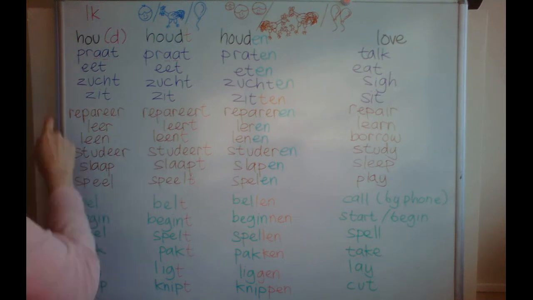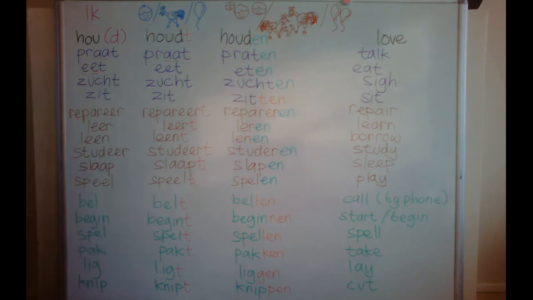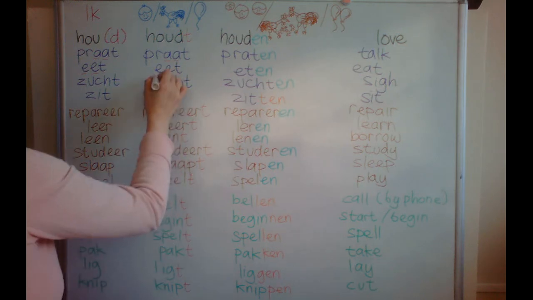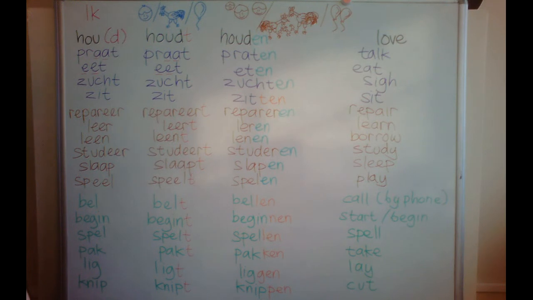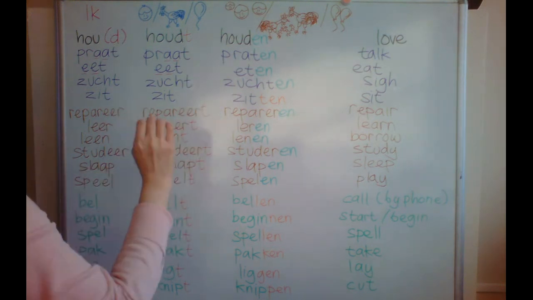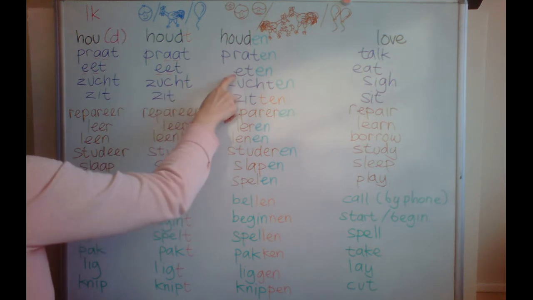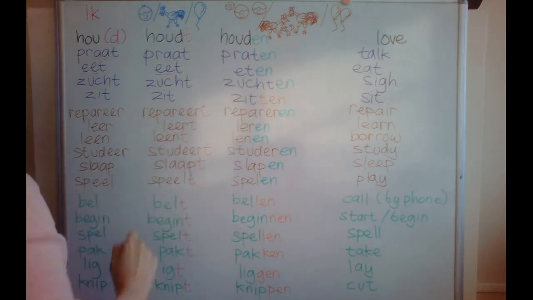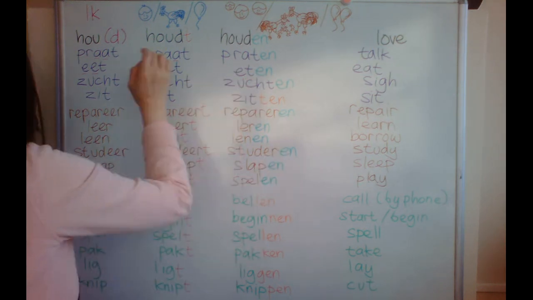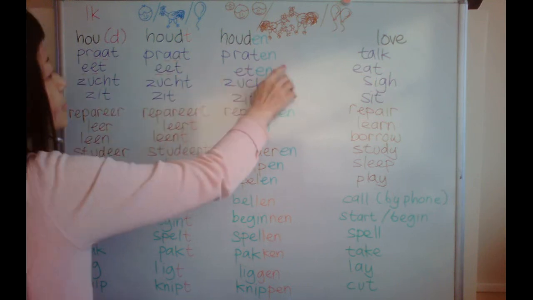And with this case, also two vowels for ik, and also two vowels here for subject that consists of one, and for subject that consists of more than one, one of the vowels disappears, it becomes only one, and we put en. Eet, eet, eten. Eat.